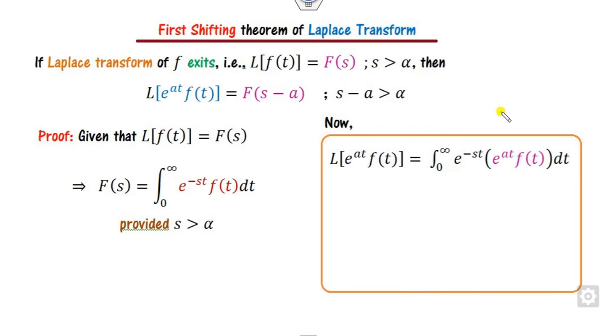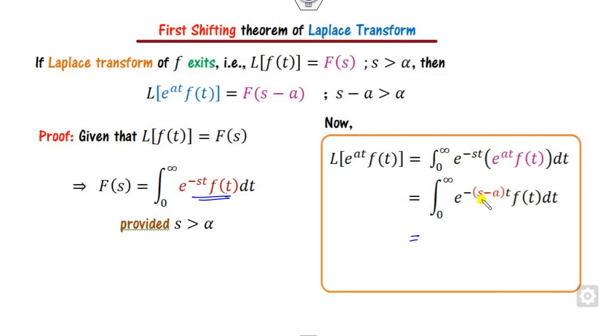By the definition this is e raised to power minus s t into f of t, but here is this. Now you can combine the pair of this and this. What will happen here? Now again you can compare with here. This s is nothing but my s minus a. That is the required proof of this first shifting theorem.